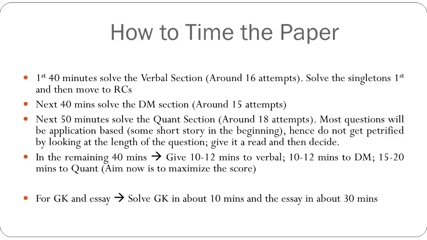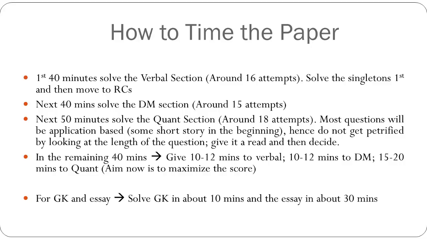Now what we have is 40 minutes in hand. Now the distribution of this timing is subjective, based on what's your strength, what's your weakness. You might give say 15 minutes to decision making, or even 20 minutes if that's your core strength. You might give 20 minutes to quant if that is your strength, or even to verbal, depending on whatever you have.